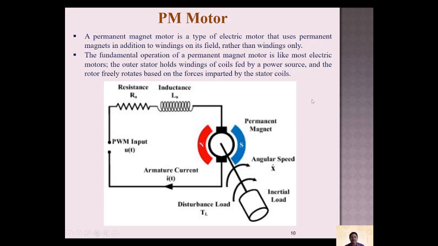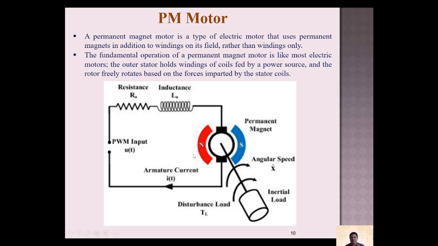Permanent magnet motor, which we can call PM motor for short, is also a type of electric motor that uses permanent magnets in addition to the windings in the field, rather than windings only. The fundamental operation of a permanent magnet motor is like most electric motors. The outer stator holds windings of coils fed by a power source, and the rotor freely rotates based on the forces imparted by the stator coils.